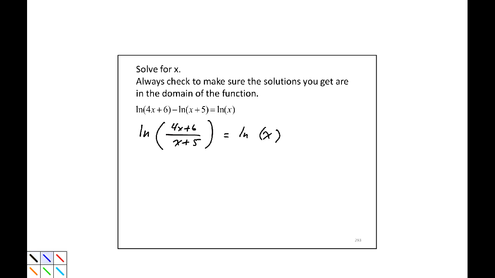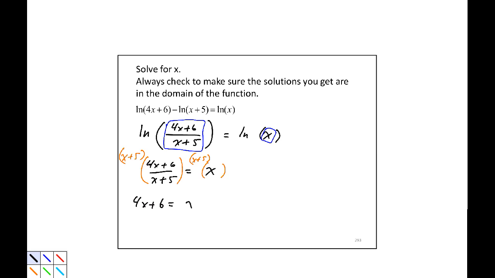Now, because the bases are the same, they're both base e, the arguments must be the same. So 4x plus 6 over x plus 5 must be equal to x. Now this is a rational equation, so we can multiply both sides of the equation by x plus 5 to clear that denominator. That will result in 4x plus 6 equals x times x plus 5, which distributing would be x squared plus 5x.